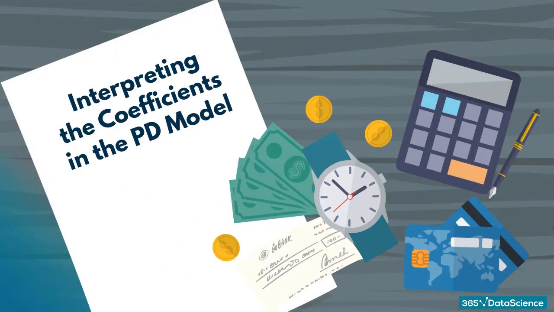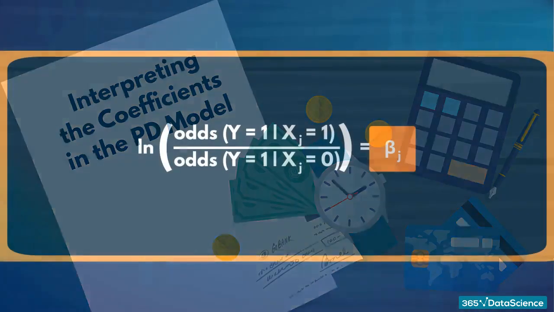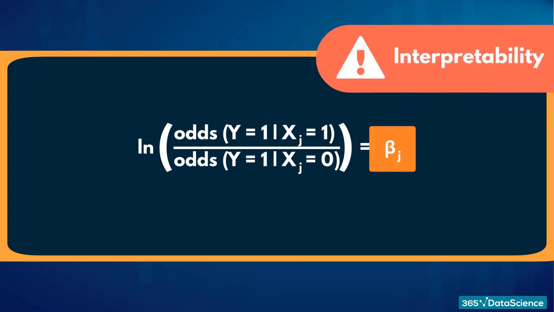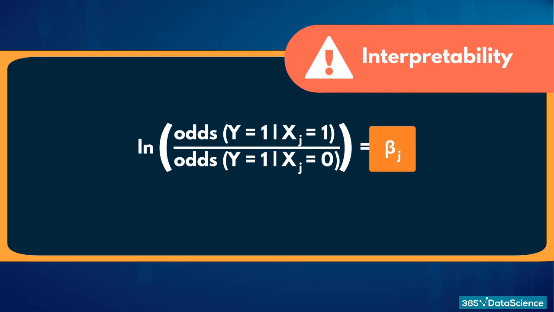Welcome back. In the previous lecture, we estimated an initial PD model, selected features based on statistical significance, and estimated a final PD model with the selected features only. Now let's see how we can interpret the coefficients of this model.